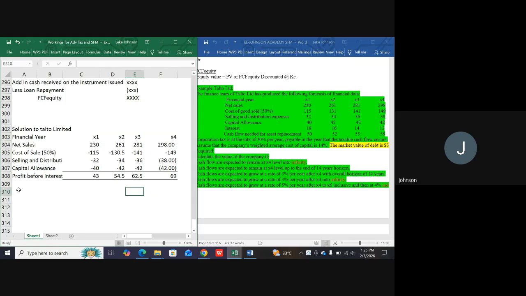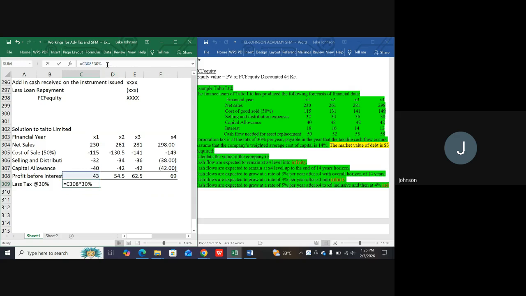So we already have our profit before interest and tax. The next thing we have to do is we now say less our tax. That's the first thing, less tax. And tax is at 30%. Tax is at 30% according to the question. So we now say equal to this multiplied by 30%. We get our answer.